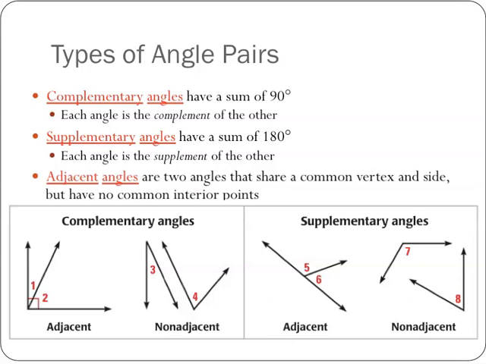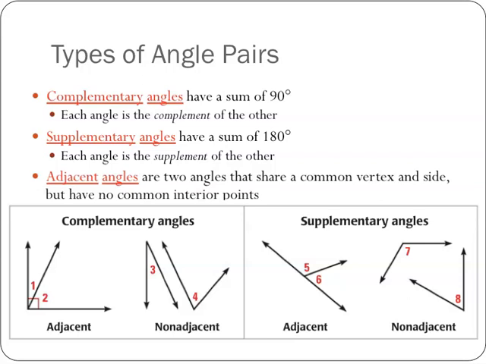On the left here, we have complementary angles, so angles that will sum up to 90 degrees. And you can see that the one on the left, those are adjacent complementary angles. So you can see how they form a 90-degree angle. But in the second one, we have non-adjacent angles. So you can see here that they don't share a common vertex or a side, but they still sum up to 90 degrees. So they are still complementary angles.